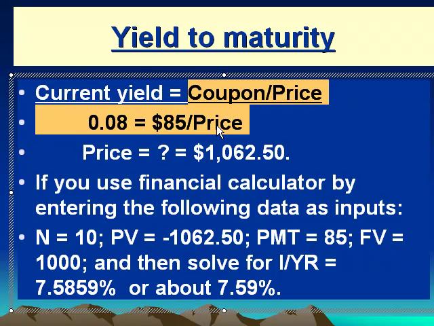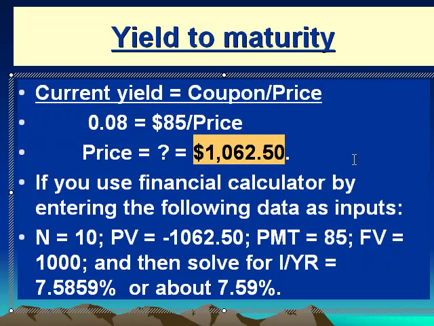So 85 divided by 0.08 will give us the present value of $1,062.50. That's what you paid to get the 8%. That's what you're getting now. So in the next part of the problem, you have to solve for the rate, the yield to maturity.